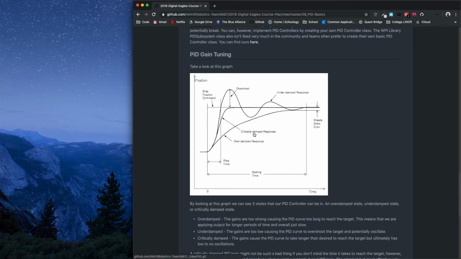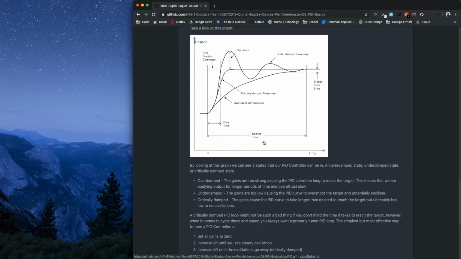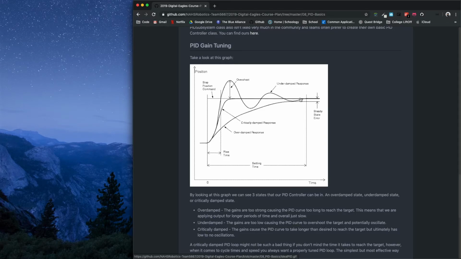So the next thing is PID gain tuning, right? We have these constants, these gains. How do we know what to set them at? This is basically what a PID curve looks like. We have a curve that overshoots and then gets stuck in an oscillating state, and that's what an underdamped response would look like. In an underdamped response, the gains are too low, which causes the PID curve to overshoot and then potentially oscillate.